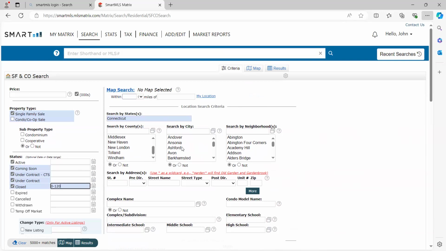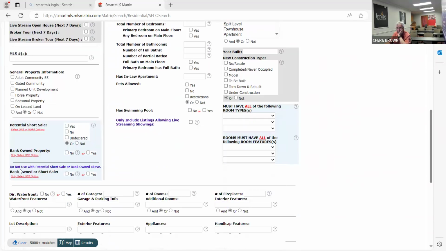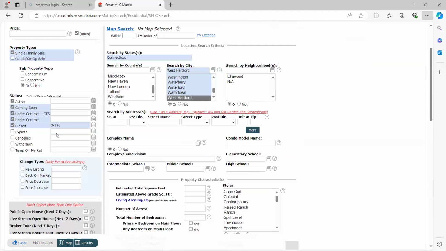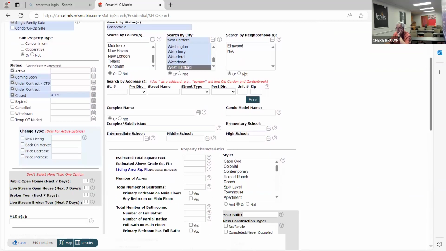So I will search by the town of West Hartford, obviously, because that's where we are. I don't have a pad under my mouse, so it's jumping all over the place. So I've chosen West Hartford. And over here on the far right, there we go, get over there.